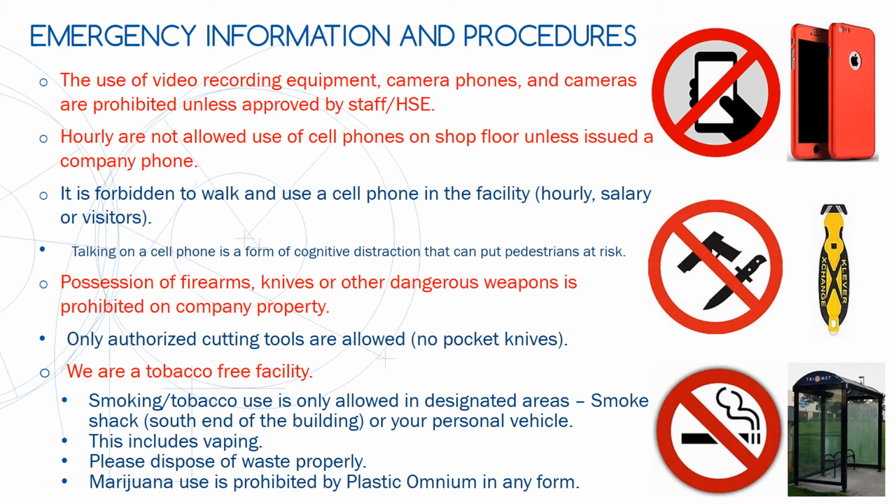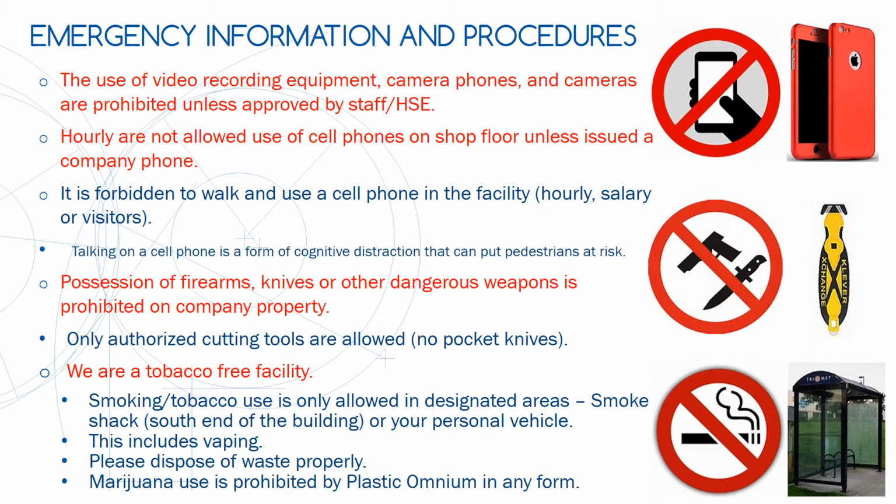The use of video recording equipment, camera phones, and cameras are prohibited unless approved by the staff or health and safety. Hourly employees are not allowed to use cell phones on the shop floor unless you are issued a company phone. These company-issued phones will have a red case on them. As an example, maintenance, process techs, or quality.